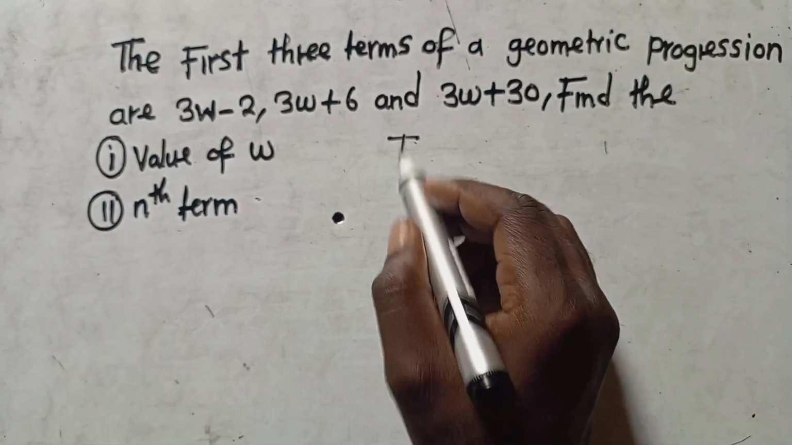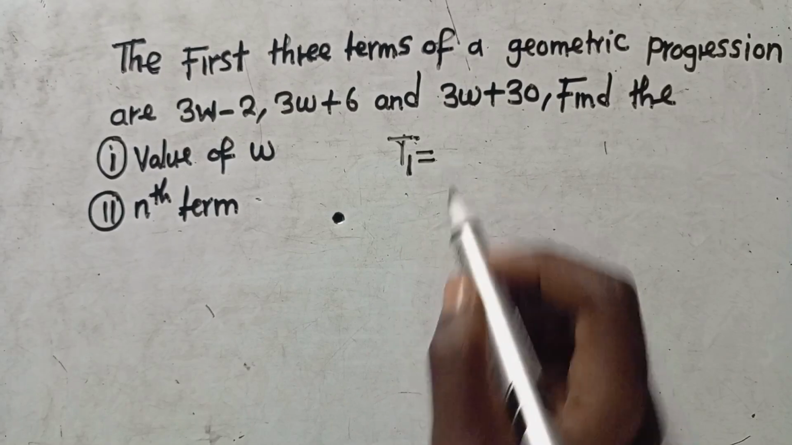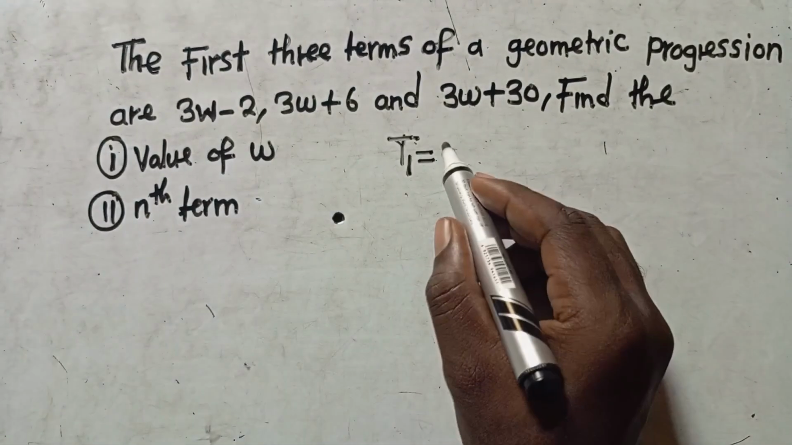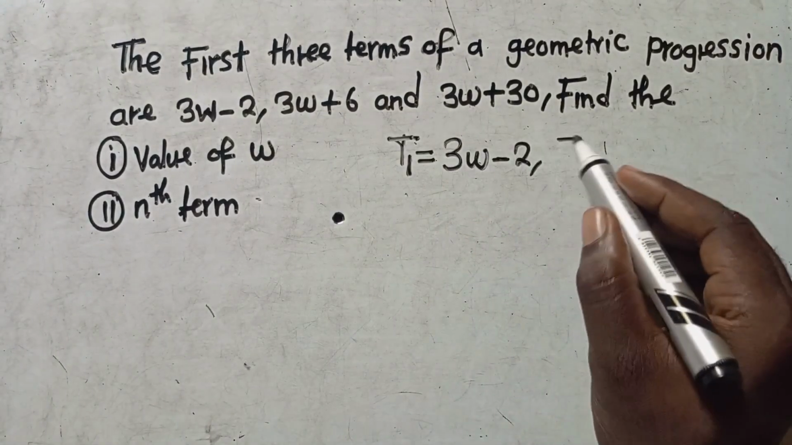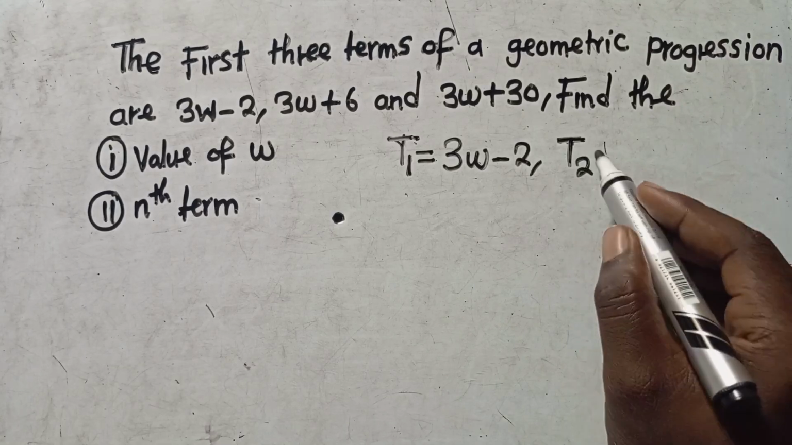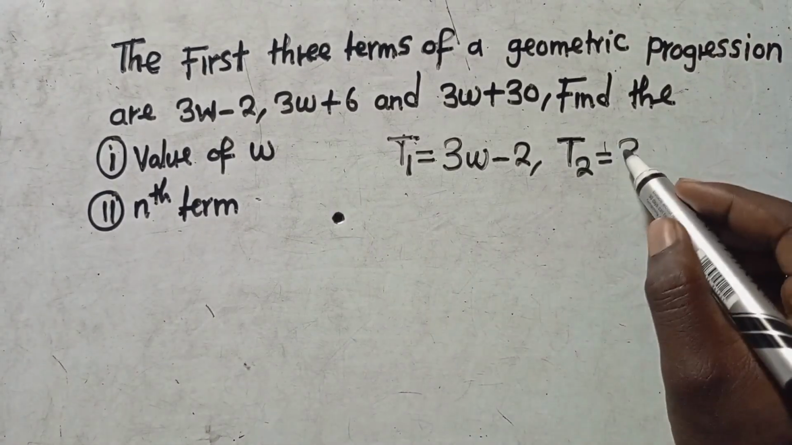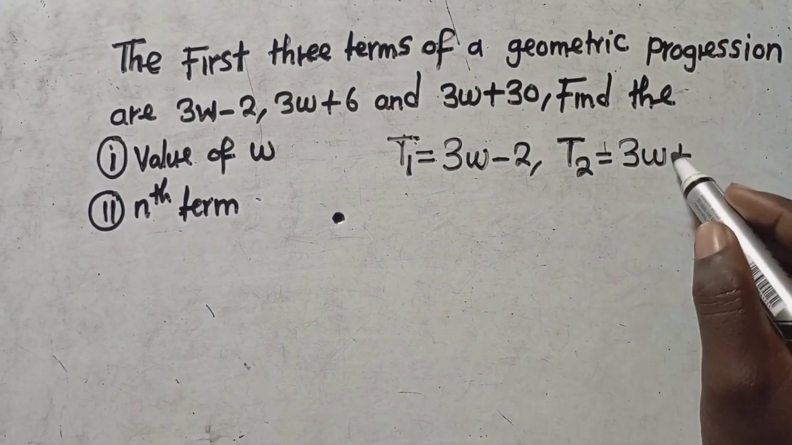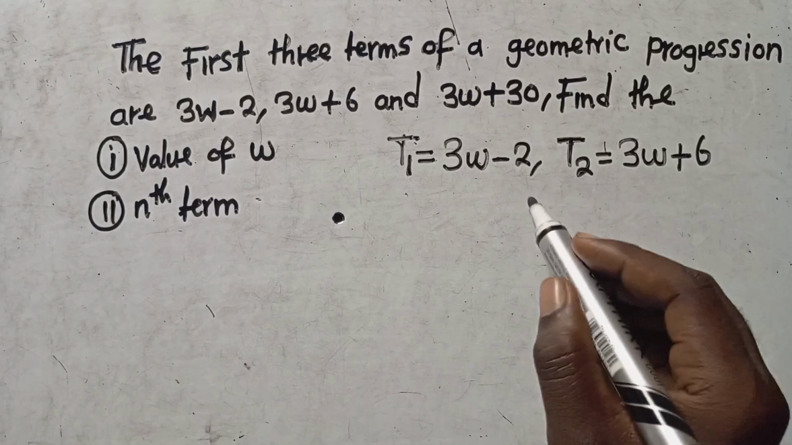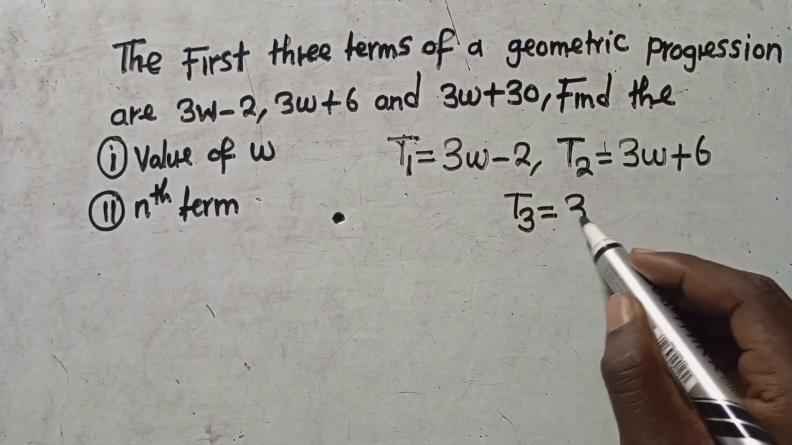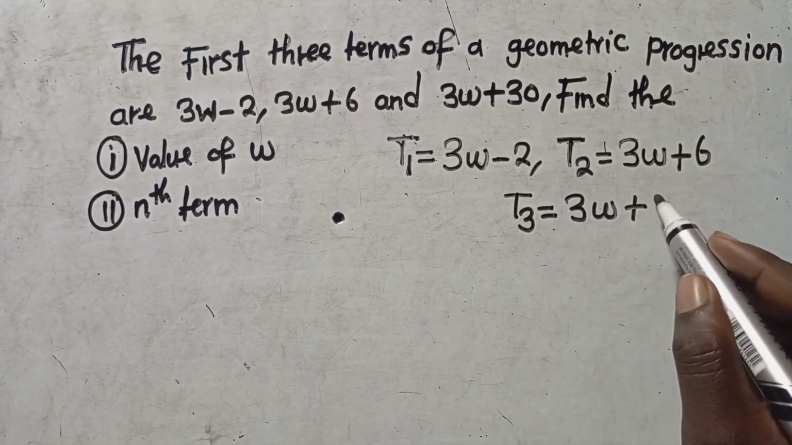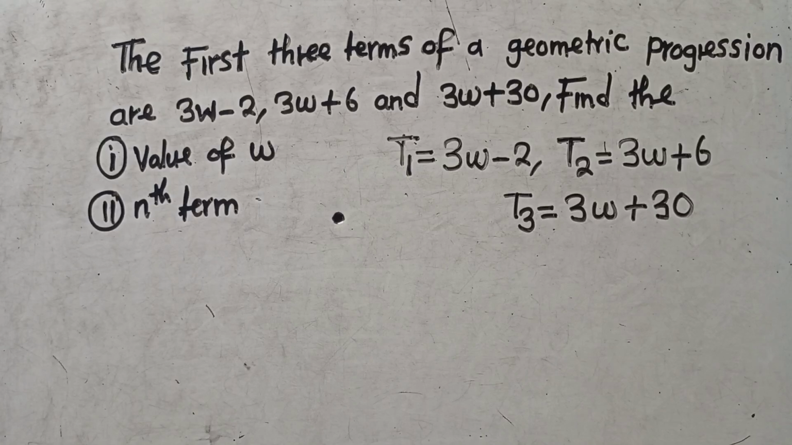To get the data that is given, what is the first term? The first to be given, that is 3w minus 2. What is the second term? The second to be given, that is 3w plus 6. What is the third term? The third term, the last one, that is 3w plus 30. This is the information that you are given. How then do we find the value of w?